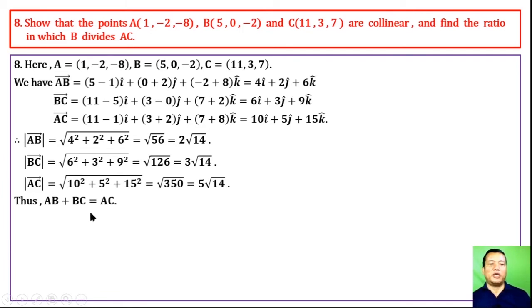Therefore A, B, C are collinear points. Find the ratio in which B divides AC.